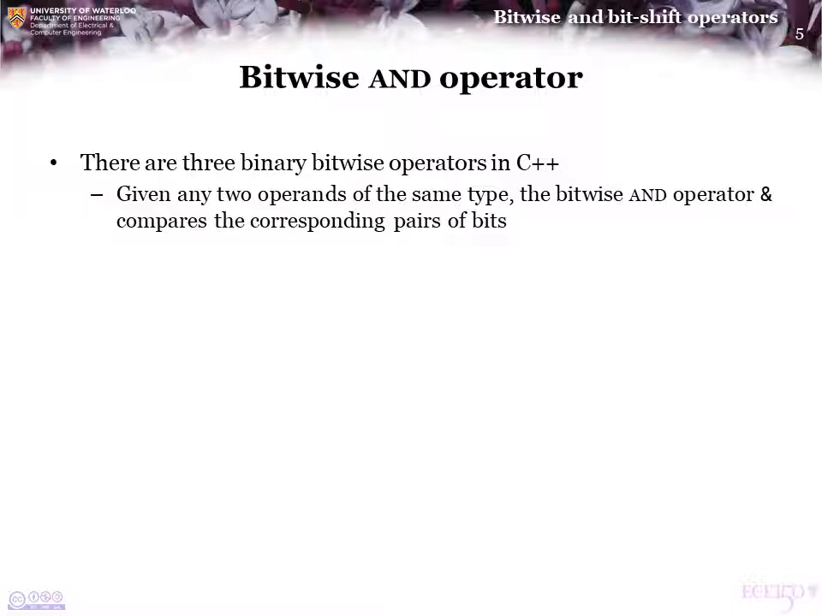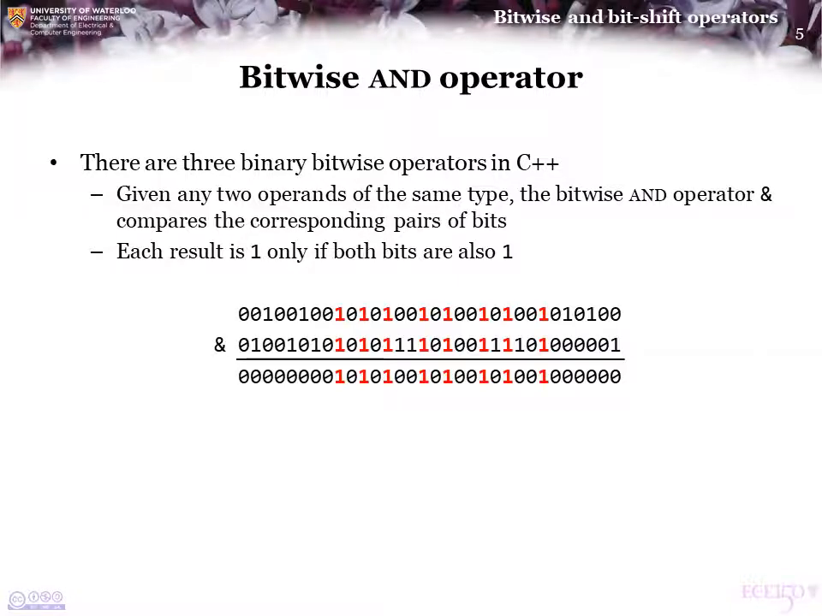Basically, what happens here, each of these operators will compare pairwise each of the bits in the 2 operands. And the first one we're going to look at is the bitwise AND operator, which compares each pair of corresponding bits and performs an AND operation on those bits. Each result is 1 if and only if both bits are also 1.